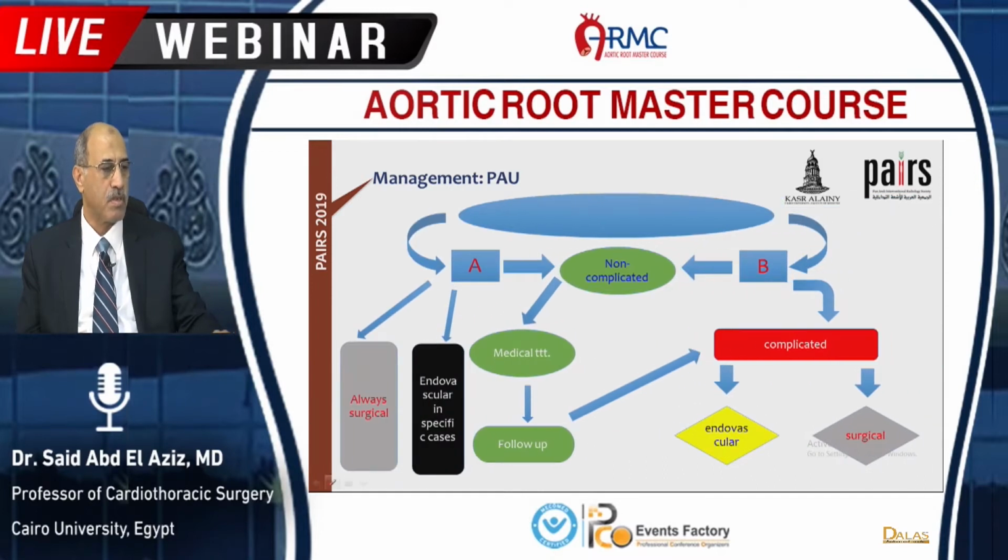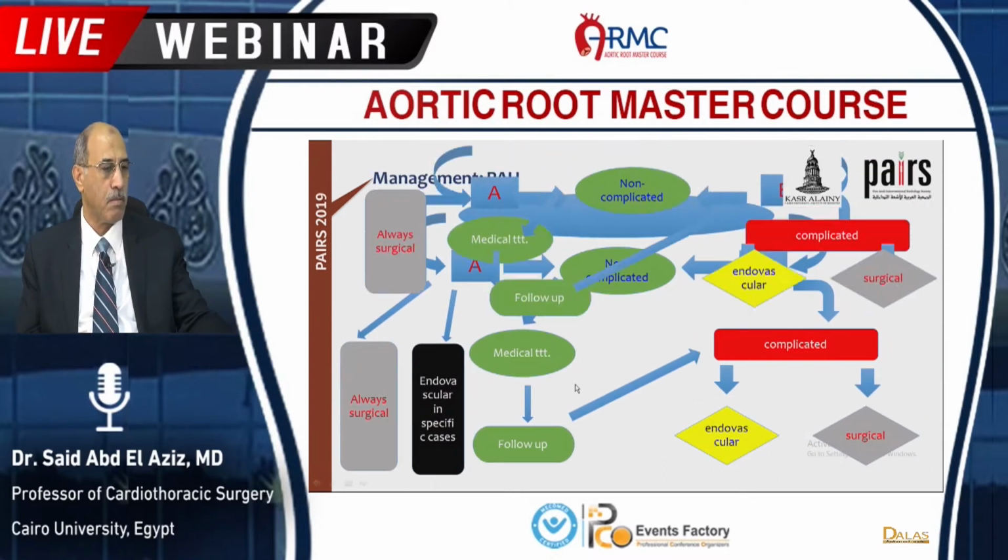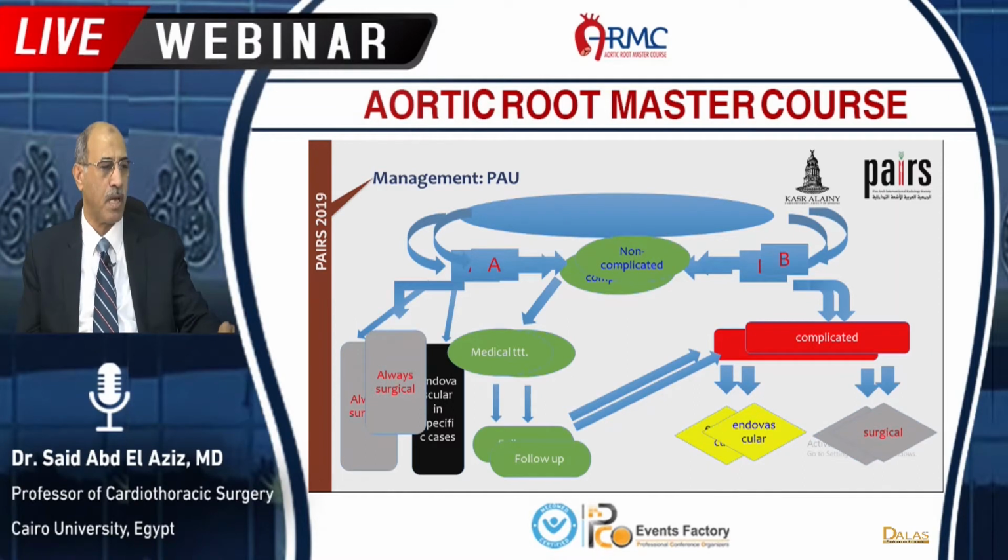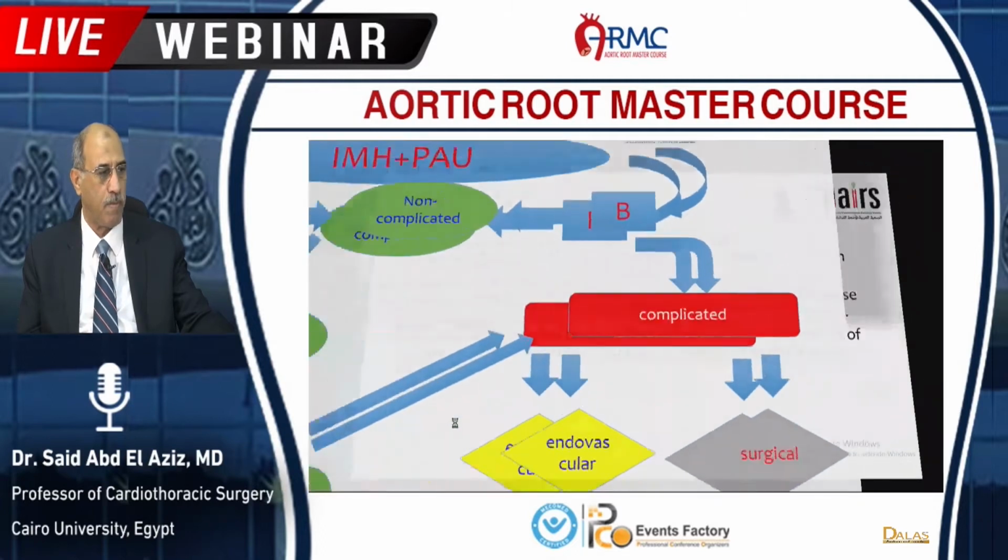So this is for the penetrating ulcer, and if we put penetrating ulcer and intramural hematoma together, we will find them identical except for the endovascular option in some cases in the ascending aorta.